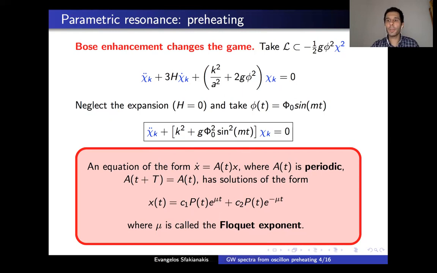The Floquet exponent can be real, imaginary, or complex. If it's imaginary, nothing important happens in a sense. The solution will be just a periodic function with some shifted frequency. But if it has a real part, so it's either real or complex, then we see that certain solutions grow exponentially.